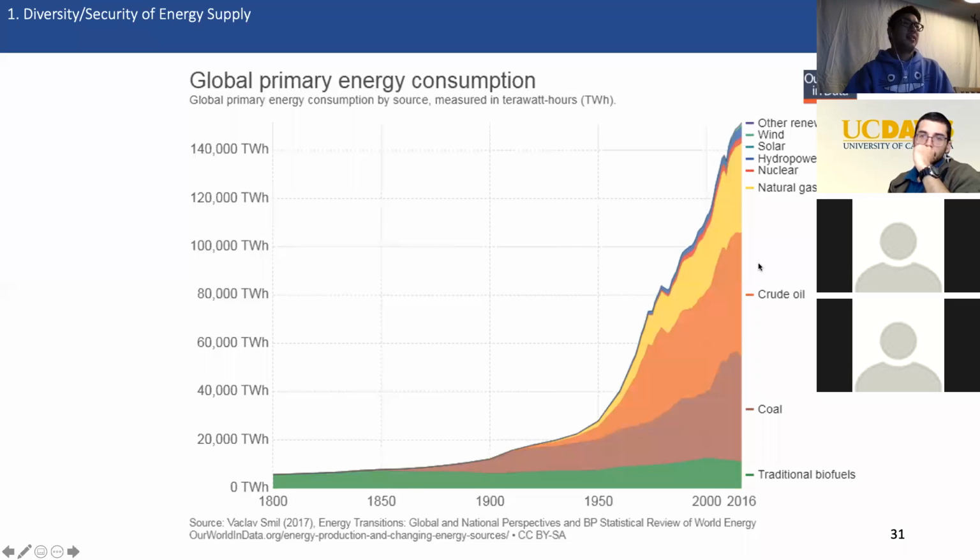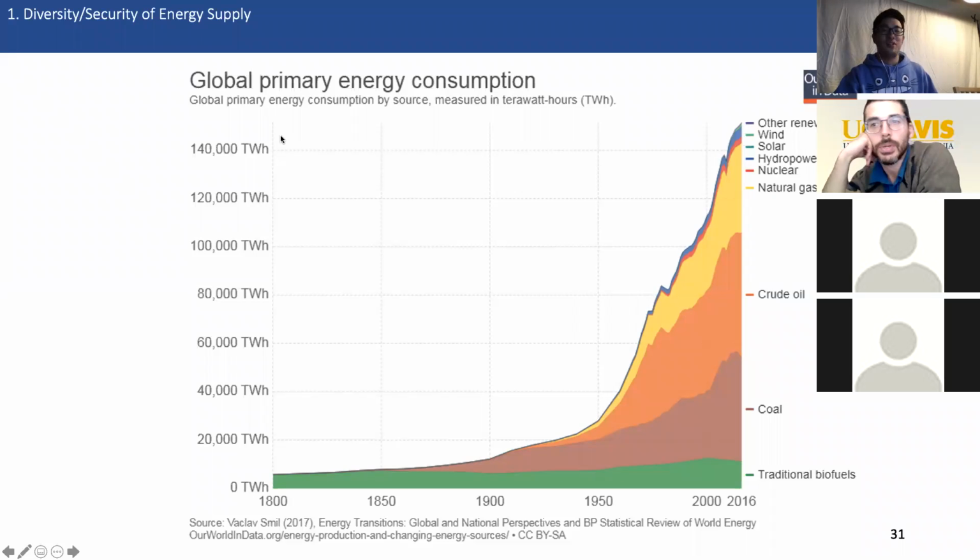Natural gas is also a big one, and I'll show a graph in a little bit about how each of these primary sources goes to end use. But you can see an order of a little less than 5,000 terawatt hours going up to maybe 150,000 terawatt hours in the span of 200 years.